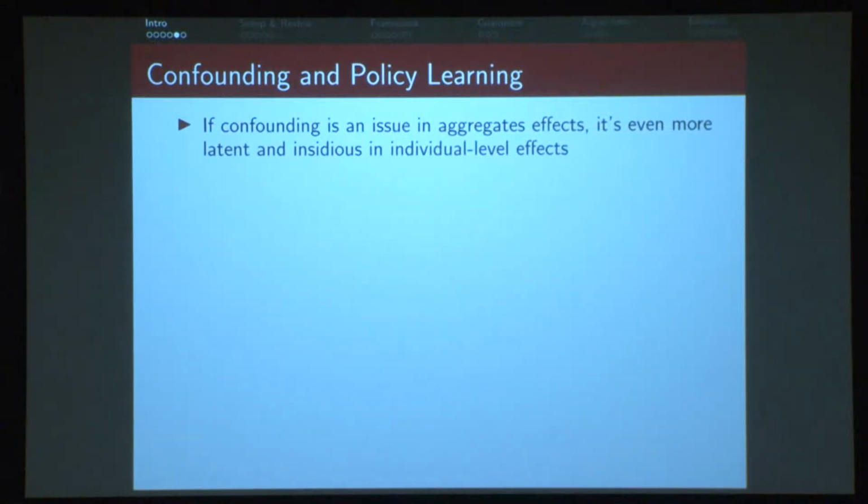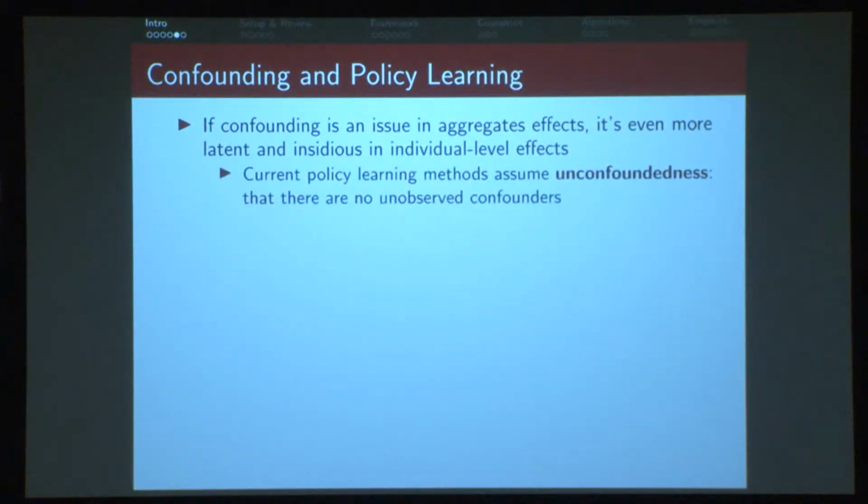So let's go back to the question of policy learning, where we're interested in individual level causal effects. If you thought that confounding was an issue at the aggregate level, we're not sure if HRT is really causing coronary heart disease or not on average, this issue is going to be even more insidious, even more latent when we're talking about fine-grained individual effects. And the problem is that the current approaches for policy learning, including a lot of my own work, assume an assumption known as unconfoundedness.